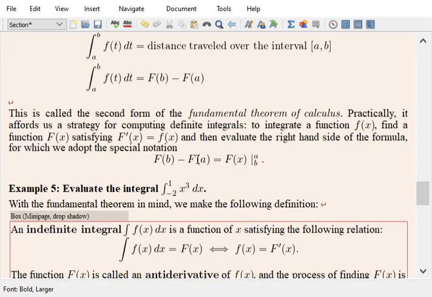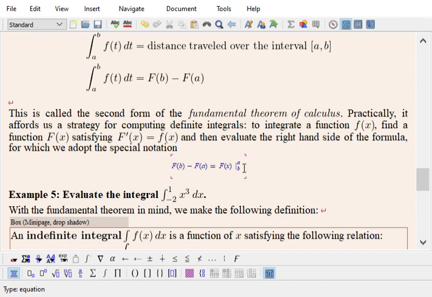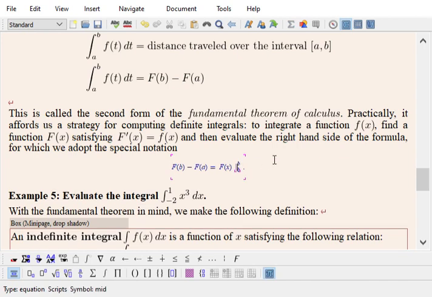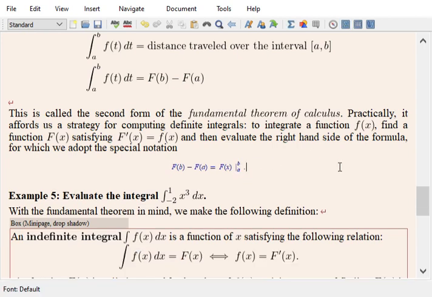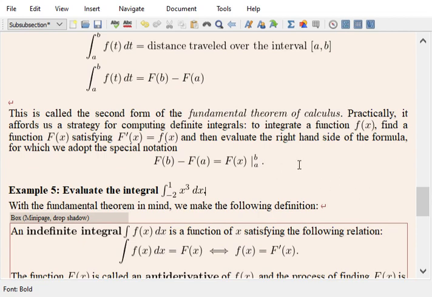Incidentally, we have a special notation for this. We just say that this is big F at x, and then we put a straight line with an A and a B at the top. Oh, I'm sorry, I put that the wrong way around. It should be like this. There we go. So that means plug in B, plug in A, take their difference.